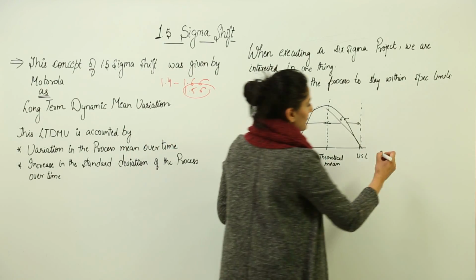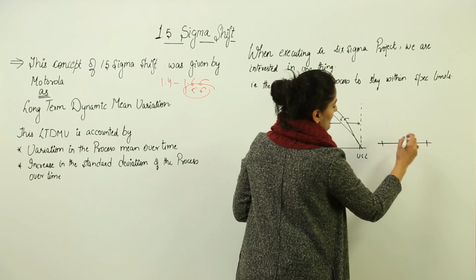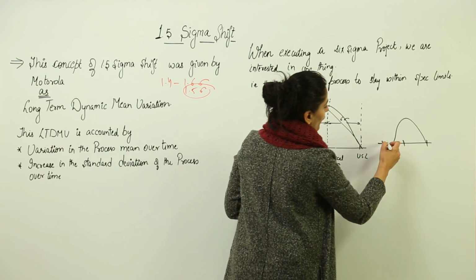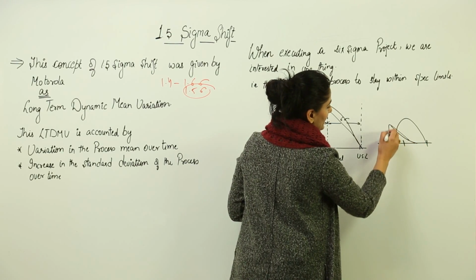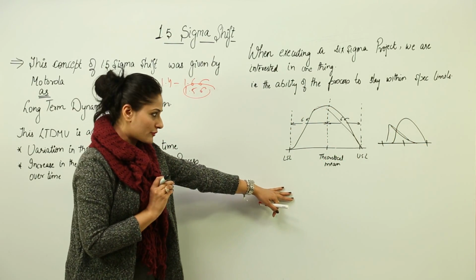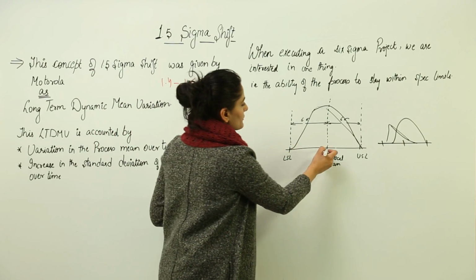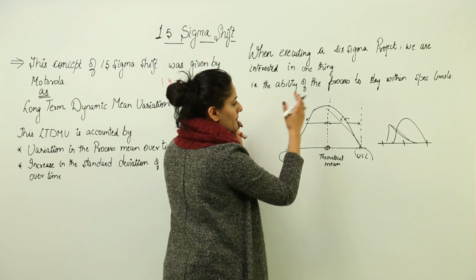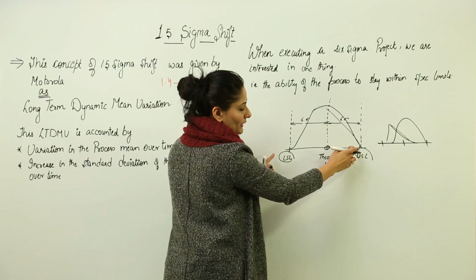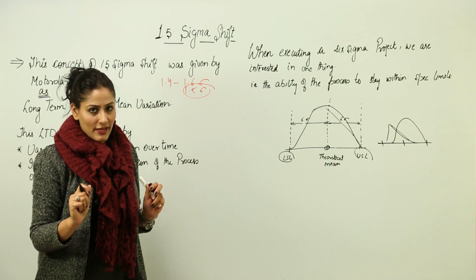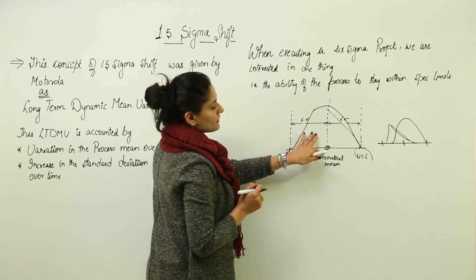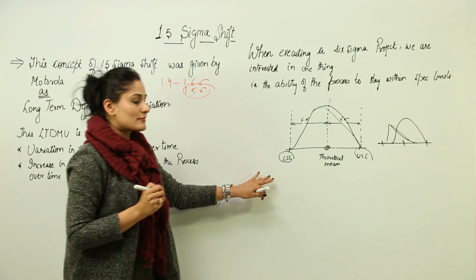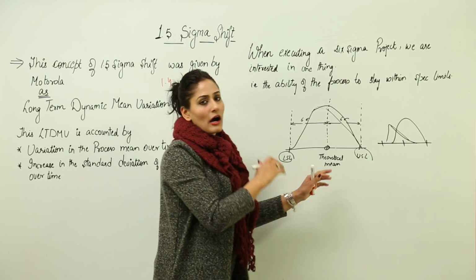Usually there can be processes which are within the spec limits but are not centered around the mean. For example, they can be like this, or like this. What I mean to say is that this is a very, very ideal process, where this is your mean, here a theoretical mean. This is the lower spec limit and the upper spec limit, and it's perfectly centered on the mean and within the spec limits. So you can say this is a 6 sigma process, because the distance from the mean to both spec limits is 6 sigma.